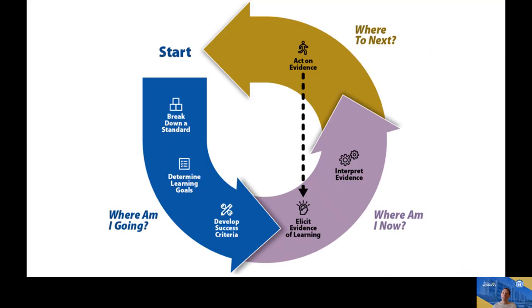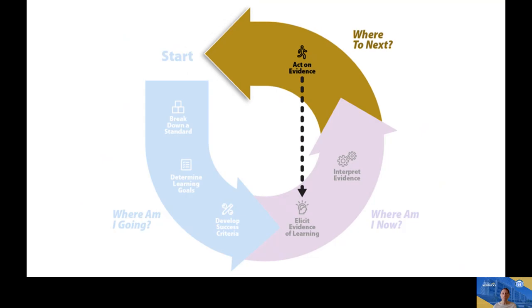At the heart of the formative assessment process, it is about empowering students to answer three critical questions around their learning. Where am I going? Where am I now? And where to next? Within the formative assessment process, students and teachers establish answers to the first two questions, where am I going and where am I now? But the process doesn't stop with just understanding where students are in their learning. It is about using that information to answer that third critical question of where to next.